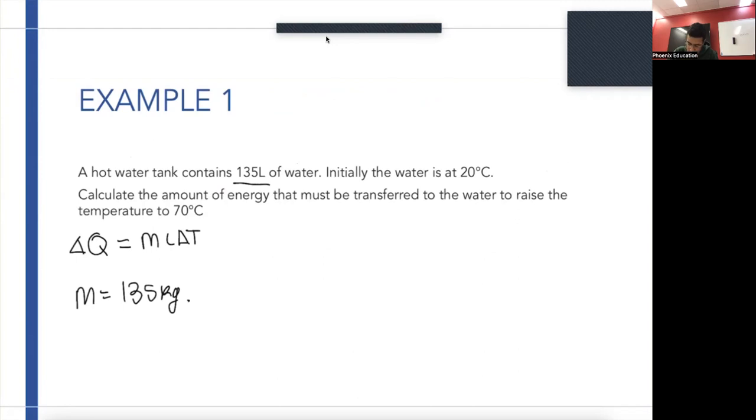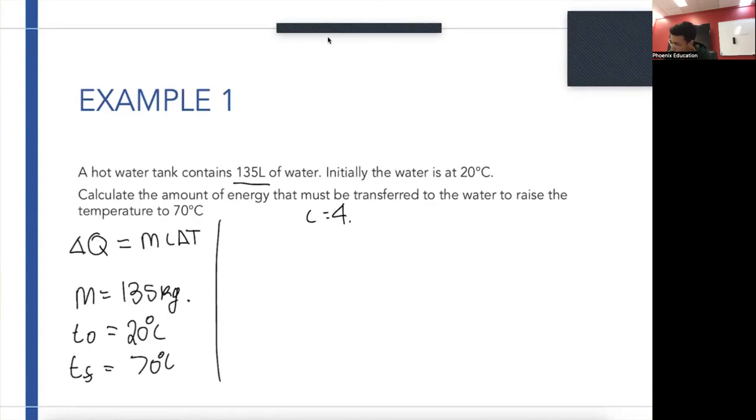All right. Initially, so at T equals 0, so T0, the water is 20 degrees Celsius. Calculate the amount of energy that must be transferred to the water to raise the temperature to 70 degrees Celsius. Okay. So T final, the final temperature, is 70 degrees Celsius. In this question, they don't give us a specific heat capacity, but if you look into the reference sheet, the specific heat capacity of water is 4.18 times 10 to the power of 3. You don't really have to write the units down because it's really complicated. So just write down the actual value of it. Okay. So we're subbing everything in. Now the mass is 135.